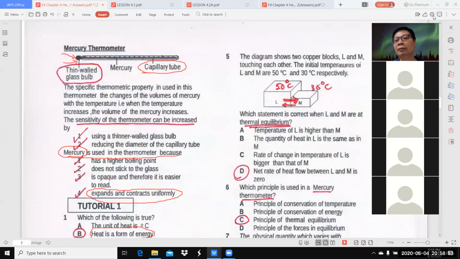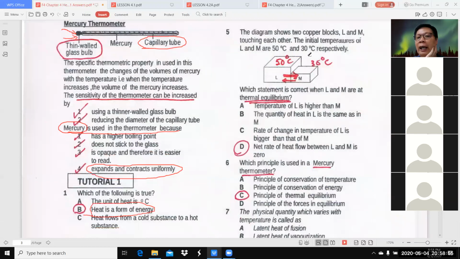Read the question. The diagram shows 2 copper blocks. This one is hotter, this one 50 degrees, this one 30 degrees. The initial temperatures are 50 and 30. Which statement is correct when they are in thermal equilibrium? Thermal equilibrium means finally both of them become the same temperature, but I think here there is no answer saying same temperature. If there is no same temperature, you have to look for another answer, so the answer is D.